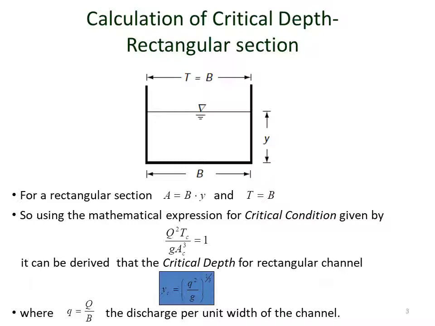YC is equal to small q square by g to the power 1/3. This equation has been highlighted in blue in the slide. Note that the small q is the discharge per unit width of the channel, or small q is equal to capital Q by capital B. So this is the discharge intensity.